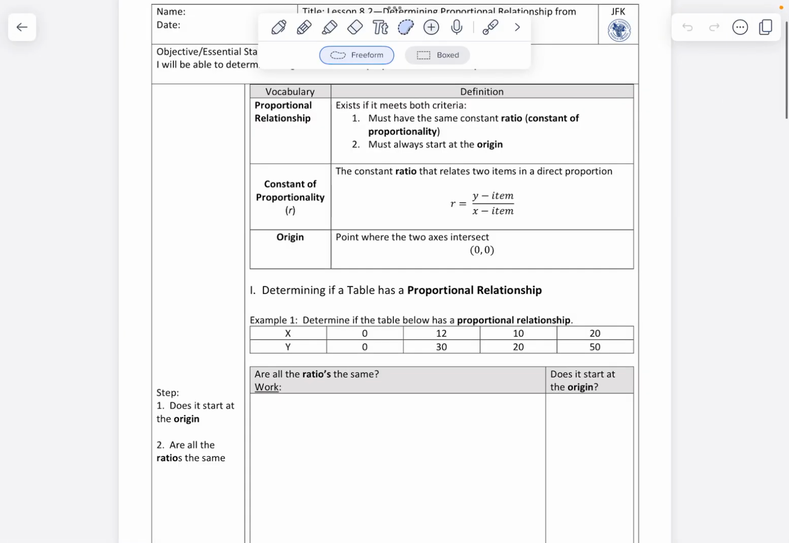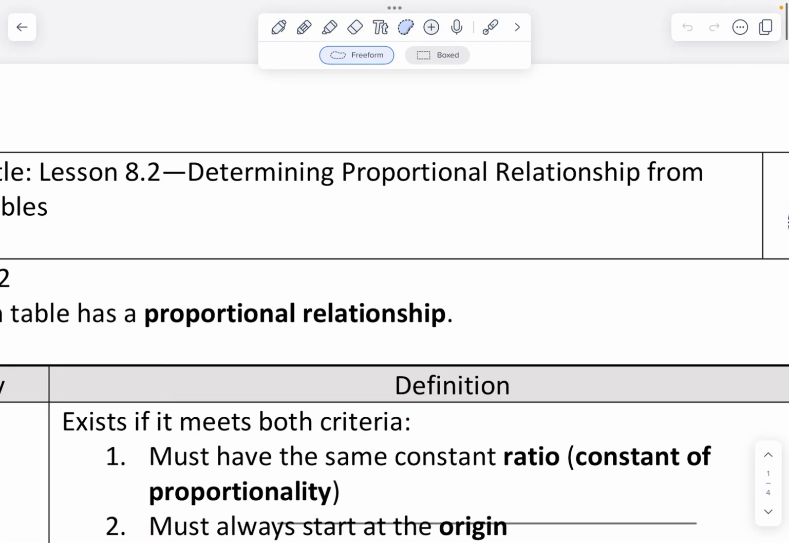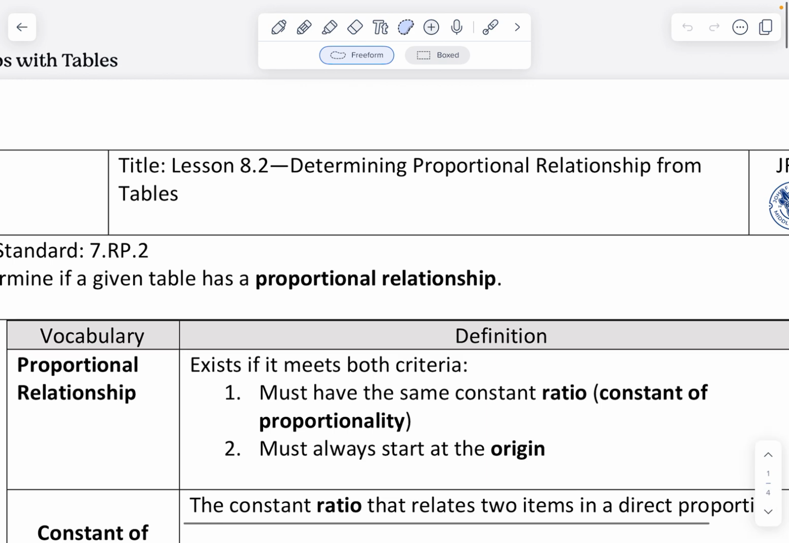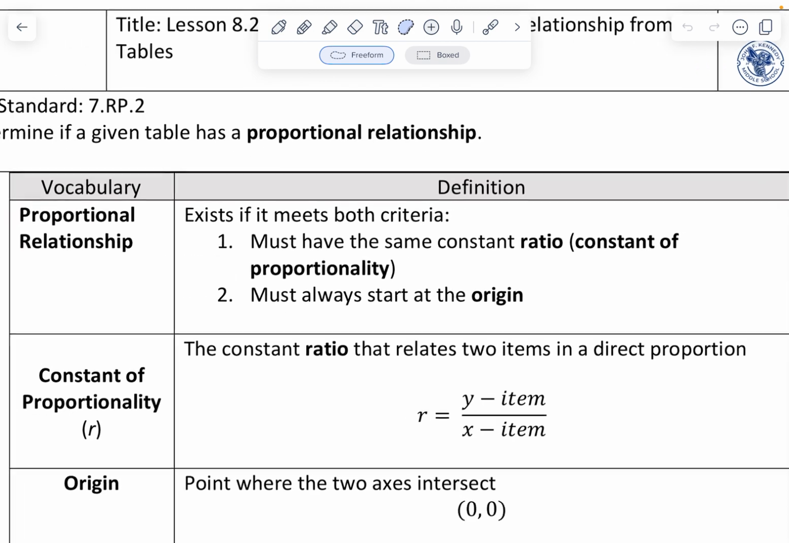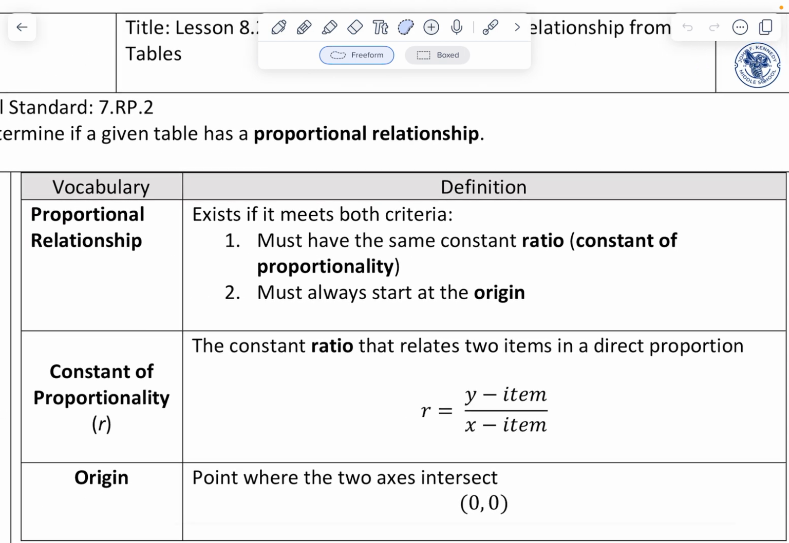All right, guys. So here we're determining proportional relationships. Again, I got to figure out, are all of my fractions the same, from a table of values. Now, again, we must reach two criteria. We need to meet two rules.